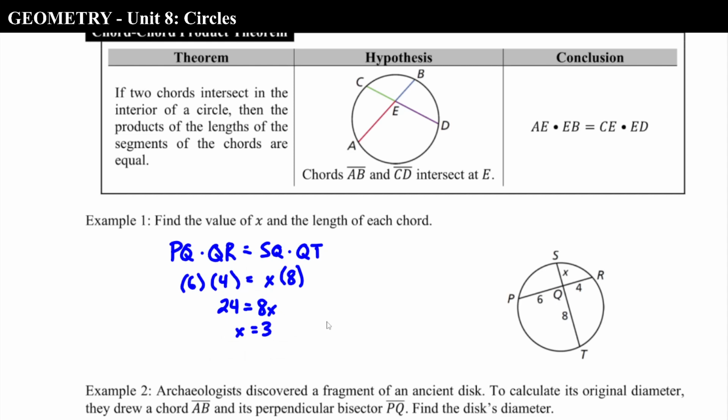So to find the length of each chord, PR is 6 plus 4, which is going to give us 10. ST is going to be x, which is 3, plus 8, and that gives us 11. So the math isn't terribly difficult, you just need to know the relationships.